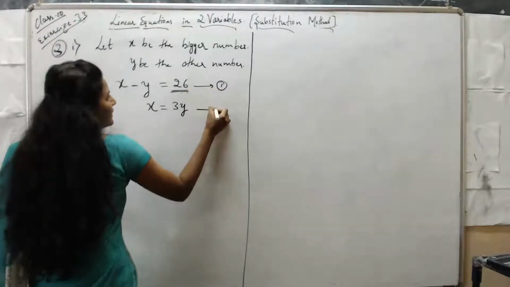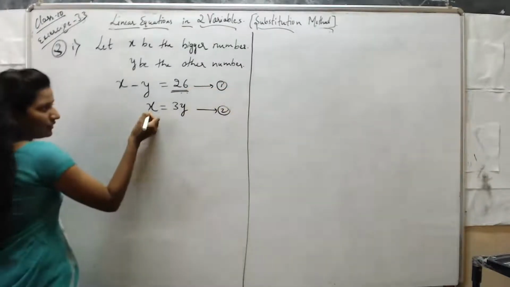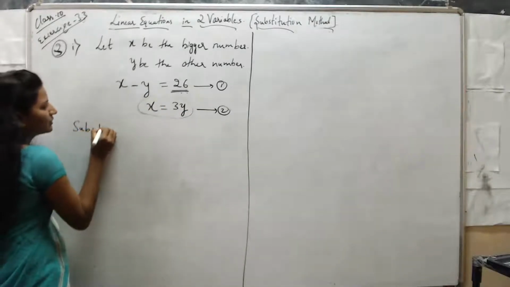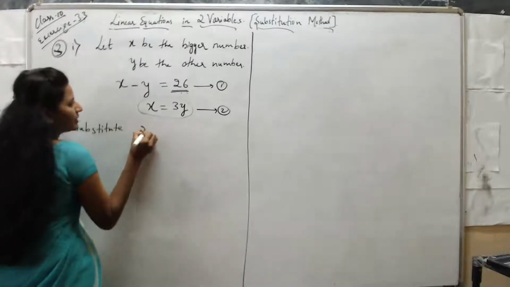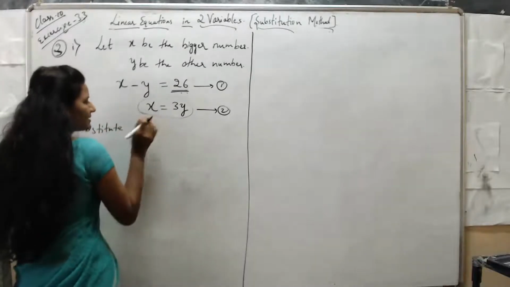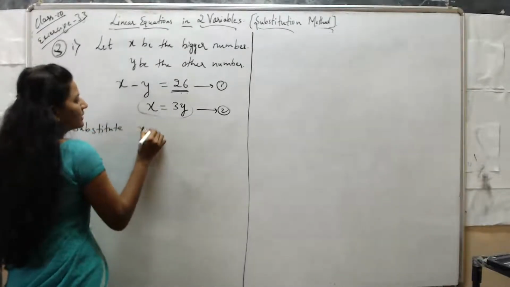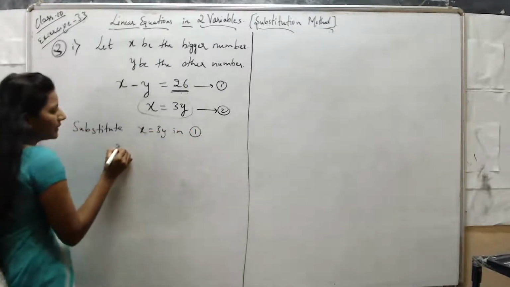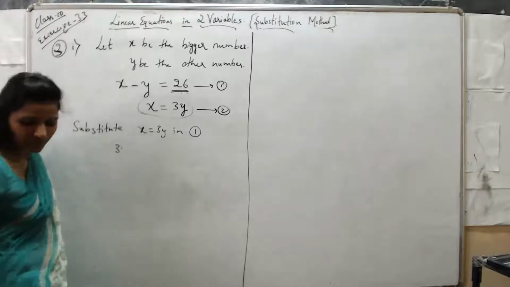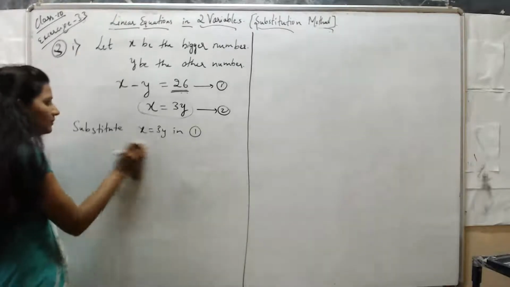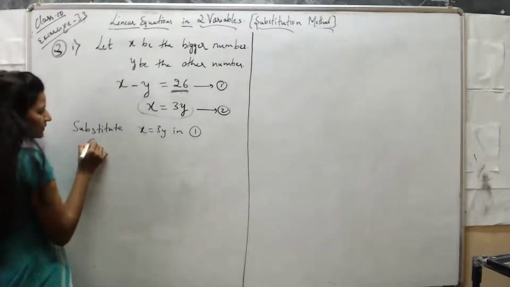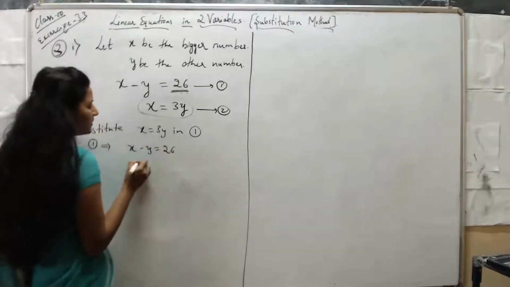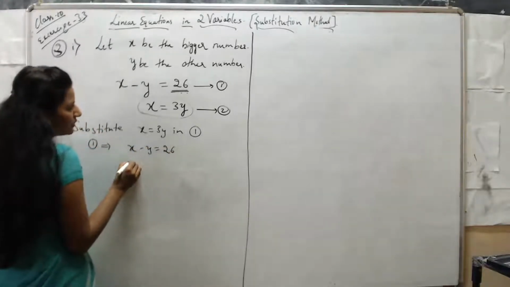So now you come to know how to take the equations. Take this equation as 1, take this equation as 2. Now we know directly x is equal to 3y. Substitute equation 2, x is equal to 3y, in equation 1. What is equation 1? x minus y is equal to 26.